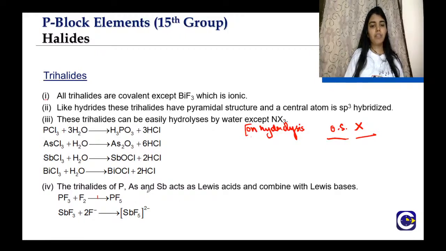Now the trihalides of phosphorus, arsenic, antimony act as Lewis acids and combine with Lewis bases, right? So the trihalides of phosphorus, PCl3, PF3, arsenic or antimony, they all act as Lewis acids. They are electron deficient, so they act as Lewis acids and combine with Lewis bases. So here you can see that PF3 on combination with F2 will give you PF5, SbF3 on combination with 2 fluoride will give you SbF5 2 negative, right? So these are acting as what? The Lewis acids.